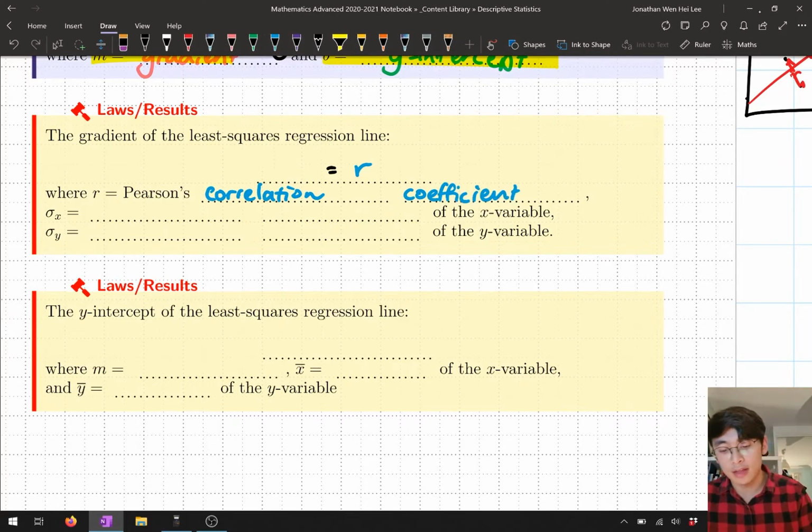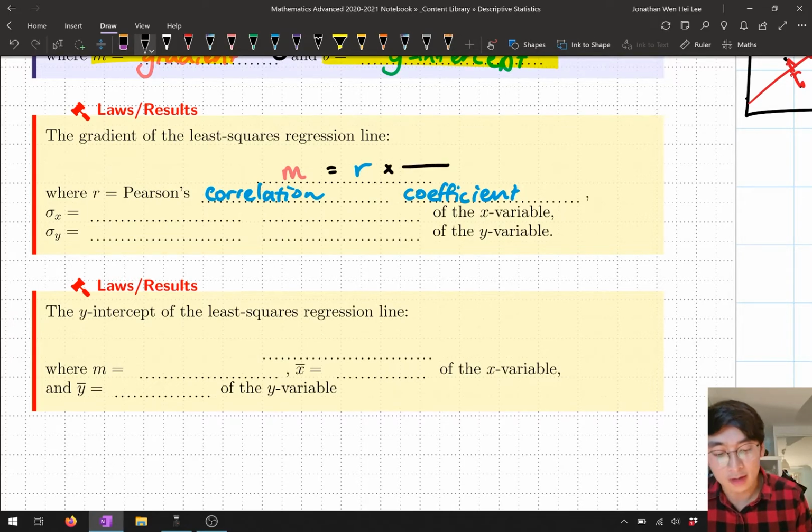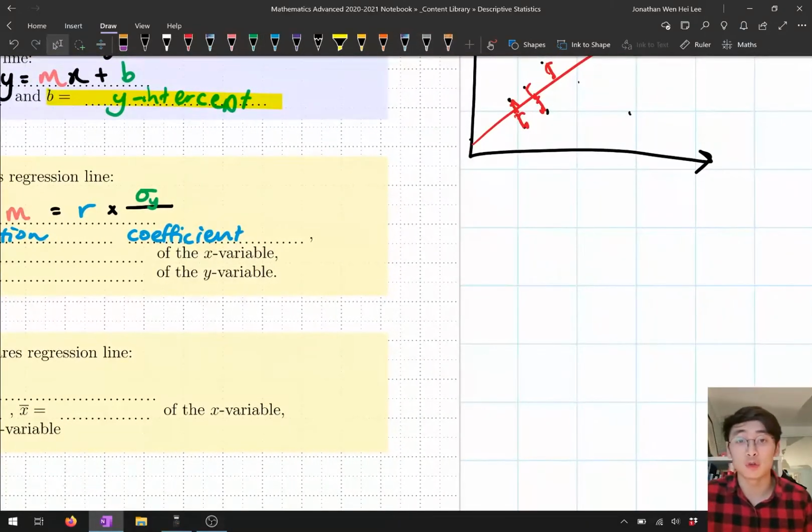So when we're trying to find our equation for the gradient, we need to find the correlation coefficient, r, just like we did last lesson when we went through how to put this in a calculator. On top of that, we need to multiply it by a fraction, and this fraction involves two things. The first thing is sigma y. Sigma we've already talked about when we looked at univariate data. Just to think about this for a second, bivariate data is when we have two variables.